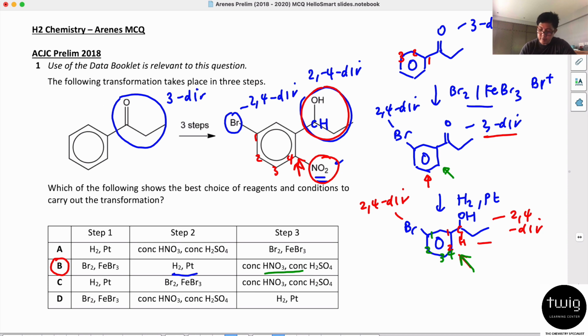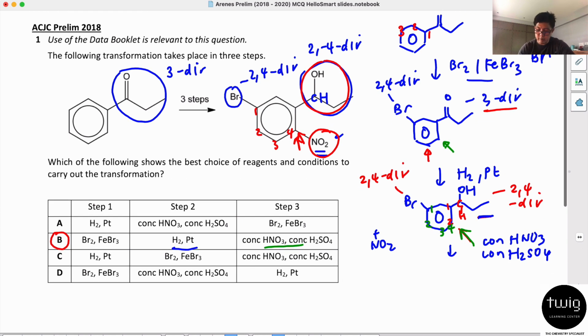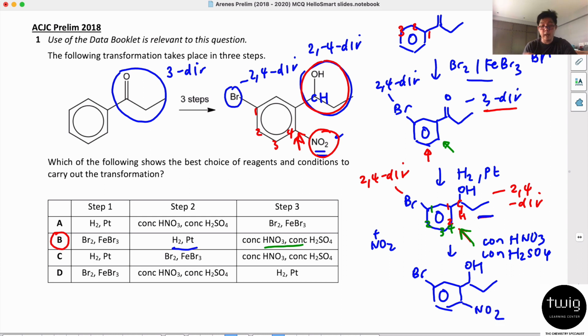Concentrated HNO3, concentrated H2SO4. So this is nitration. They generate what they call the NO2 plus electrophile. It will be directed to that place, which is directed to the same place by the secondary alcohol and the Br. So this will be your final answer, right? So let me draw it out. Okay, which is actually the product over there. Okay, so the Br over here and the NO2 will be over here. All right, so that's why B is the best answer.